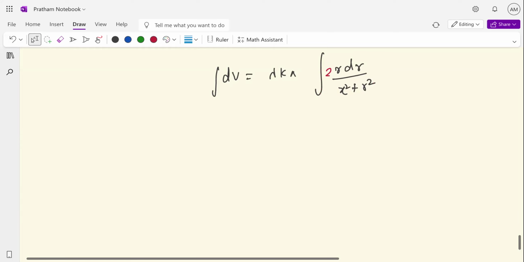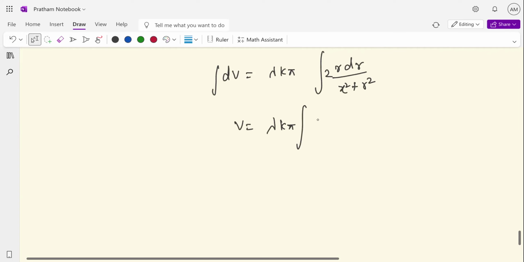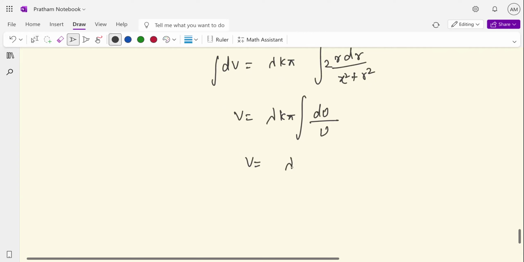Okay, now I can remove this. So v becomes lambda k pi. I think pi is also there. K lambda pi, and this is fine. So you have du divided by... again, if you integrate this out, we will get this pi, and it will become minus 1 by.